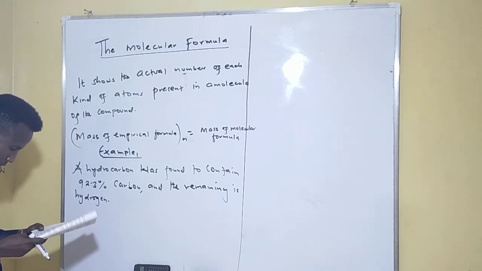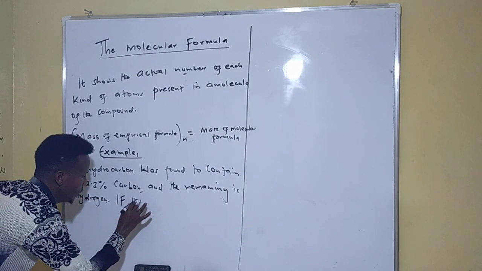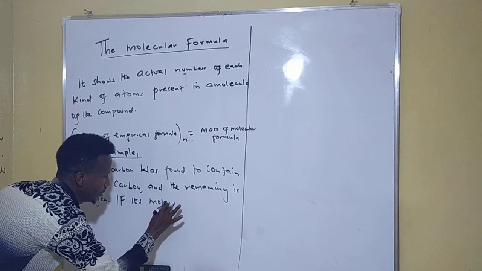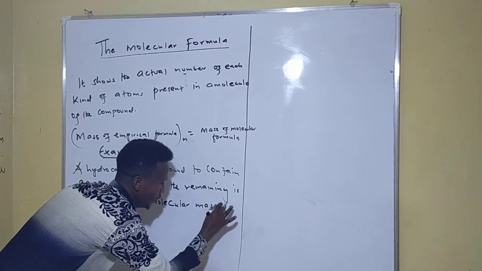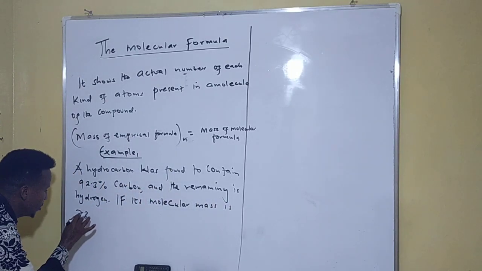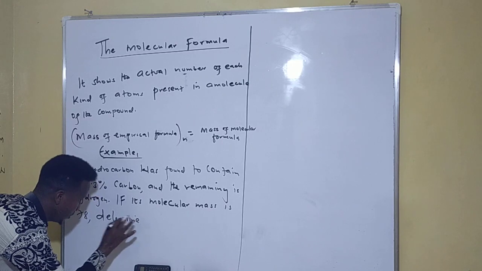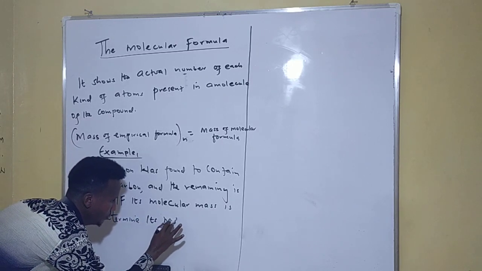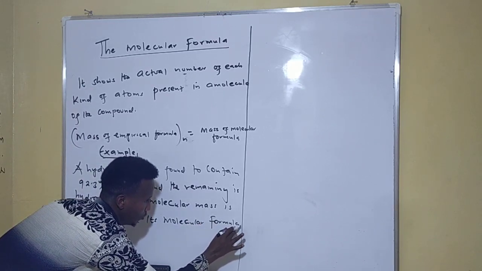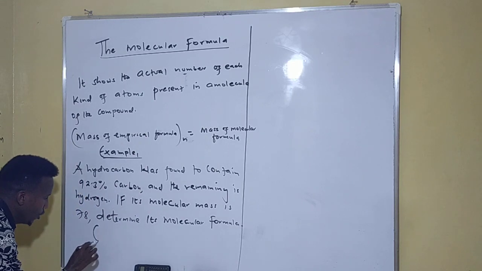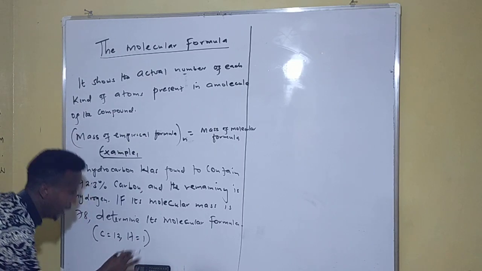You are told if its molecular mass is 78, determine its molecular formula. They will give you information. Look here. In the bracket, you have C is equal to 12. You have also hydrogen, H is equal to 1.